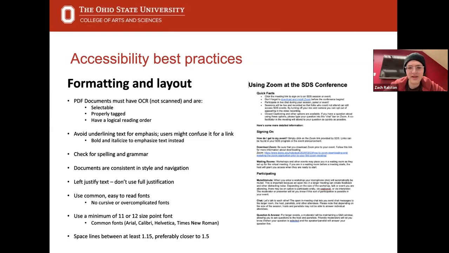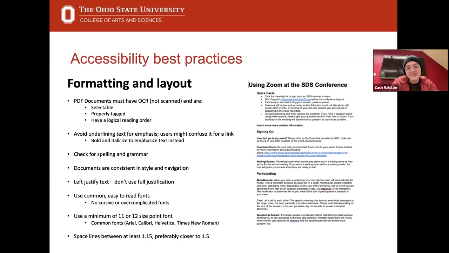Full justified is where the text is fully aligned, like even blocks of text, which makes it very difficult to read for everybody, right? And it can make it harder to navigate and find key information too. So just keep things usually left aligned or left justified.